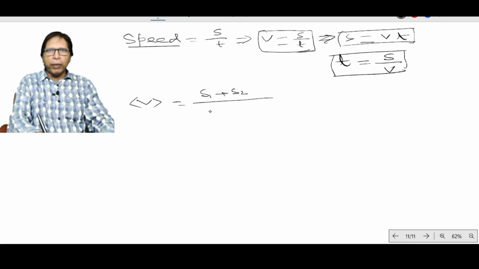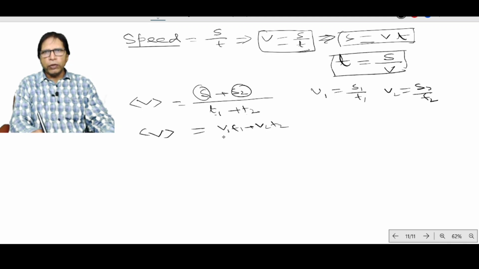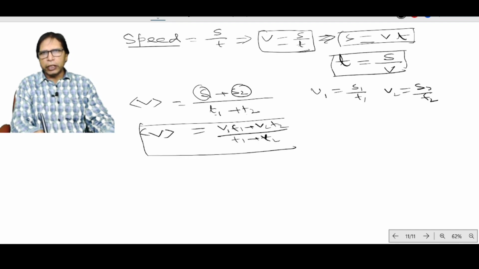If S1 distance is traveled in time t1 and S2 distance in time t2, then average speed is S1 plus S2 divided by t1 plus t2, where speed v1 equals S1 by t1 and speed v2 equals S2 by t2. If you replace S1 and S2 in terms of v1 and v2, the average speed becomes, look at this, S1 equals v1 t1, so v1 t1 plus v2 t2 divided by t1 plus t2. This is another expression of average speed.